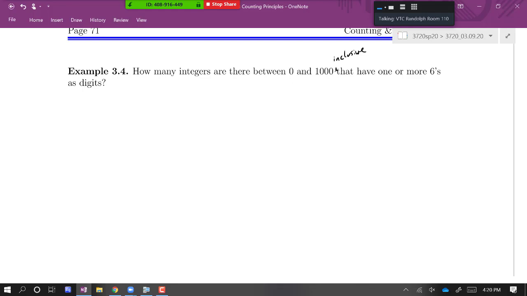So think about the integers from 0 to 1,000. The integers we want to count are like 6, 216, any of the 600s, 161. So we're just figuring out how many integers have at least one 6 in them. So let's go about it kind of backwards, in that I think it'll be easier to count how many have no sixes, and then we can just subtract that from our total number of integers. So from 0 to 1,000 inclusive, there are 1,001 integers, and we'll figure out how many have no sixes, and then we'll just subtract. So let S equal the set of integers between 0 and 1,000 with no sixes.